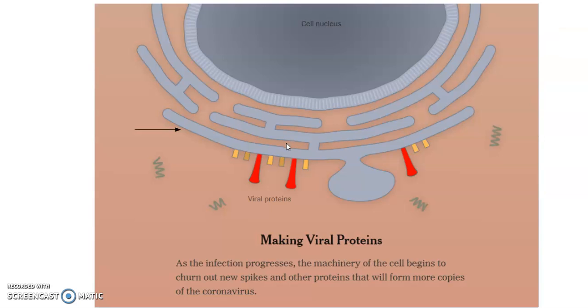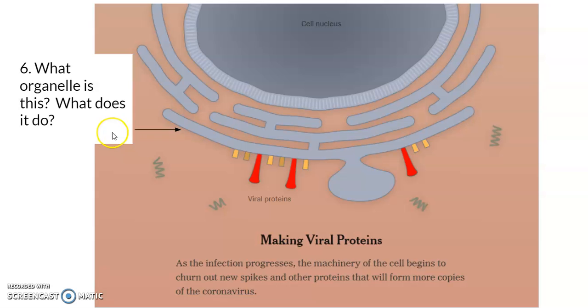Okay. Once the proteins start to be made, the machinery of the cell can then process them and form more copies of the coronavirus. So question number 6 is, what organelle is this? All right, and what does it do?